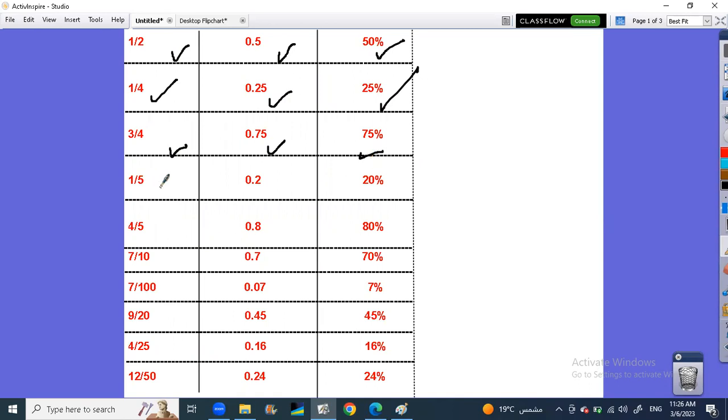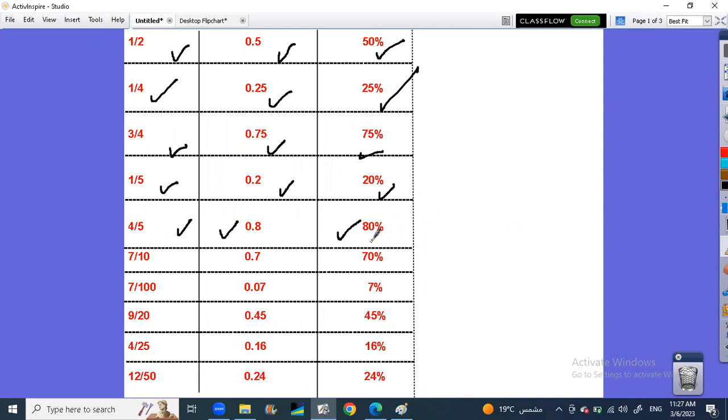1/5 here, as a fraction, is going to be 0.2 as a decimal. You guys need to study this, you need to memorize it, you need to understand it. You just make sure that you know them all, okay? So 1/5, we know that it's 0.2, which is 20%, but 4/5, if 1/5 is 0.2, so 4/5 is 0.2 times 4, which is 0.8, which is also 80%.